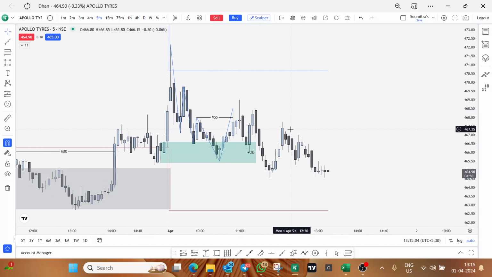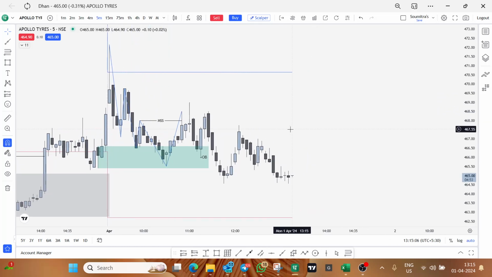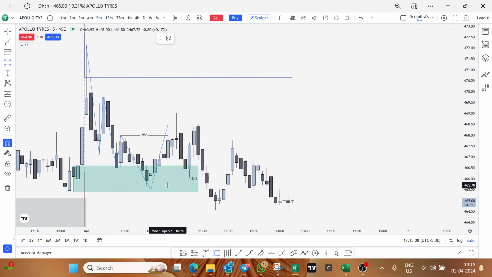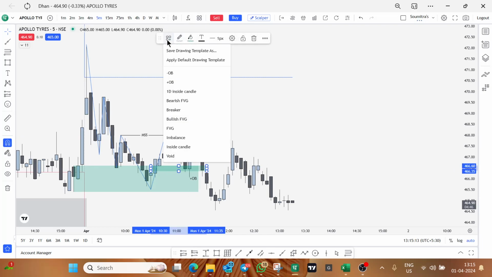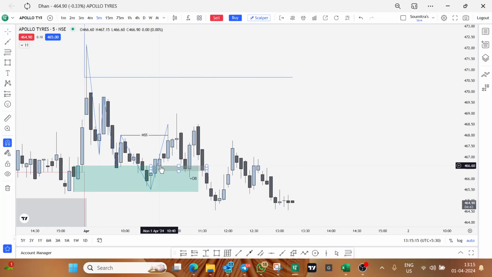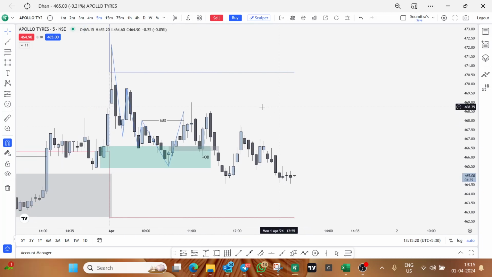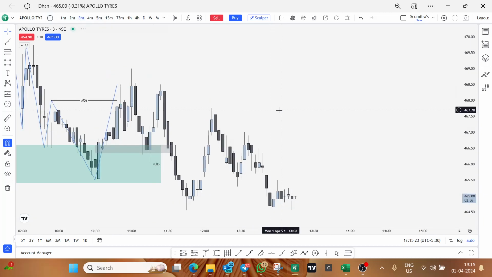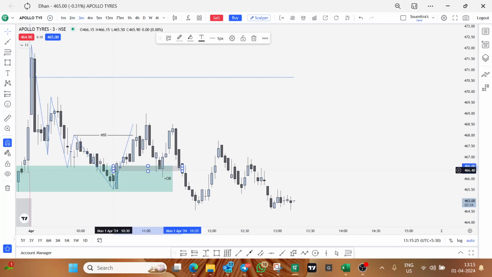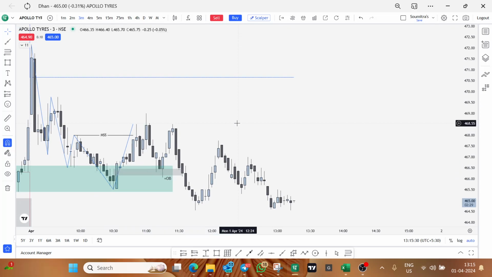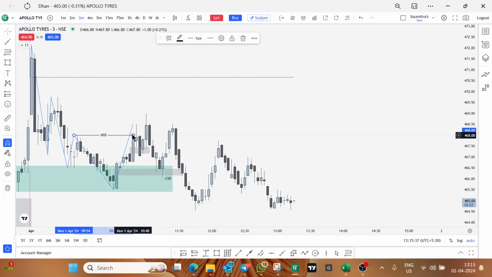So I just waited a little bit. So I observed that inefficiencies are being formed here, which is a good sign. So this bullish inefficiency fair value gap has been there, and then in 3 minute structure also we had this inefficiency here, and then we had another here. So according to me, price was bullish.